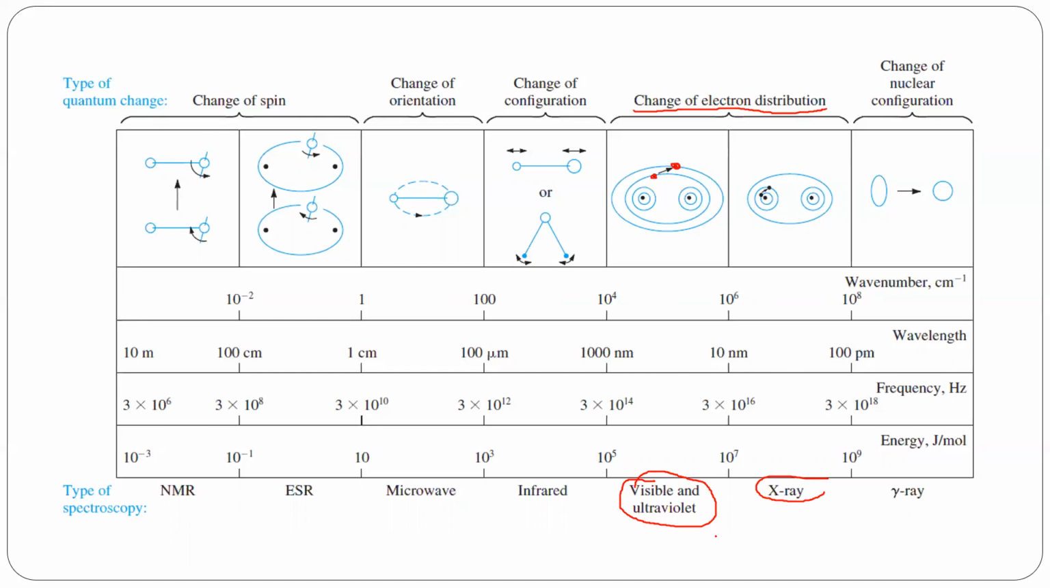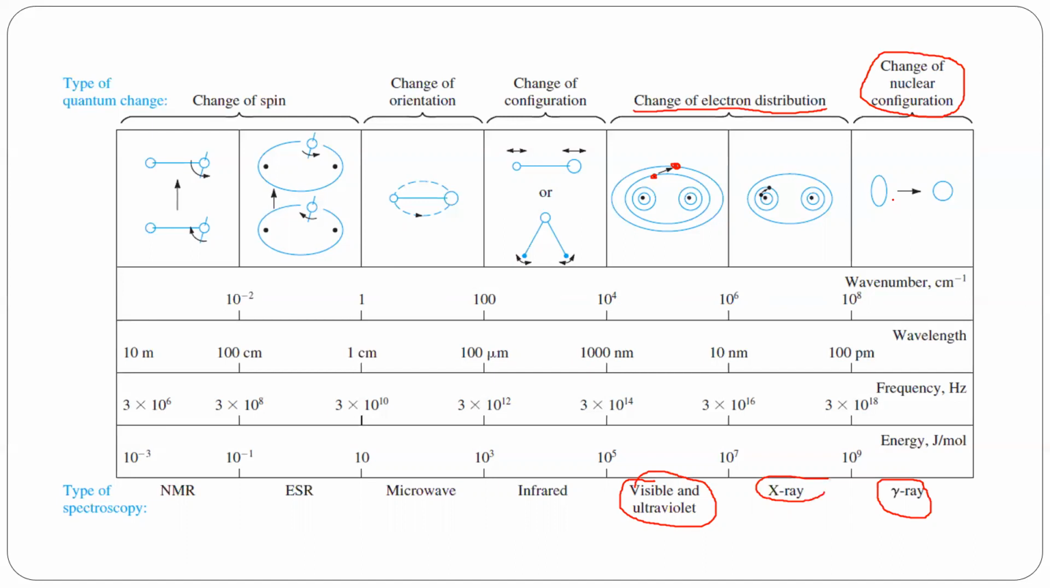Paano pag nilakihan natin ng kaunti yung radiation, let's say X-ray or gamma ray? So hindi na siya basta-basta electronic transition lang. But rather, it's change of nuclear configuration now. Okay? So hindi na yung electron ang naapektuhan, pati nucleus naapektuhan na.